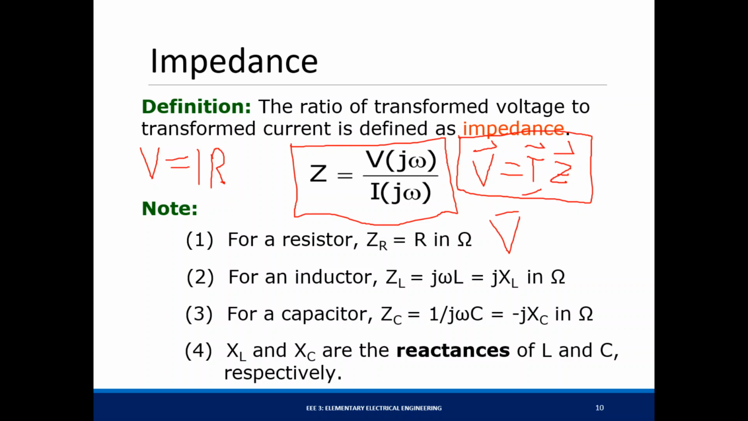Okay? So some notes for your impedance. The impedance of a resistor is basically its resistance. For an inductor, it's j times omega times L. And for a capacitor, it's 1 over j times omega times C. So we define then XL and XC as the reactances of L and C, where XL is equal to omega L, and XC is equal to 1 over omega times C. Okay? So the reactances have a unit of ohms.